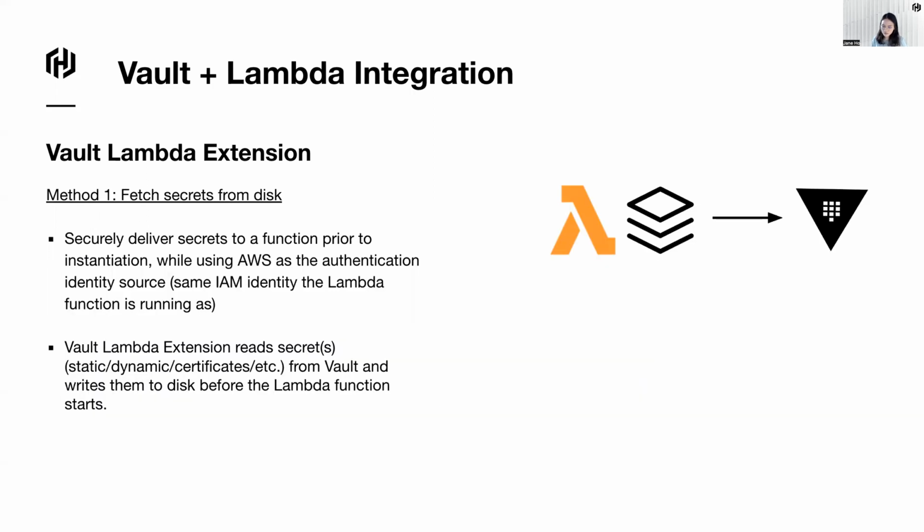What happens after you configure the extension? There are two ways you can retrieve your secrets from here. The first way is to have the secrets written to disk by specifying that path in the variable we saw earlier. The extension will authenticate to the Vault cluster. It will retrieve the secrets at invocation and then write the secrets to disk prior to the function executing so that secrets can be retrieved and ready before the function runs.